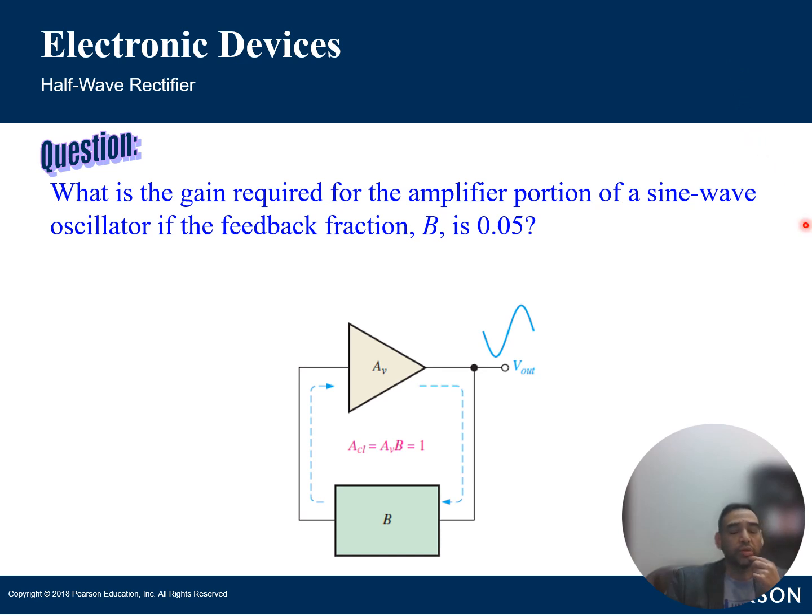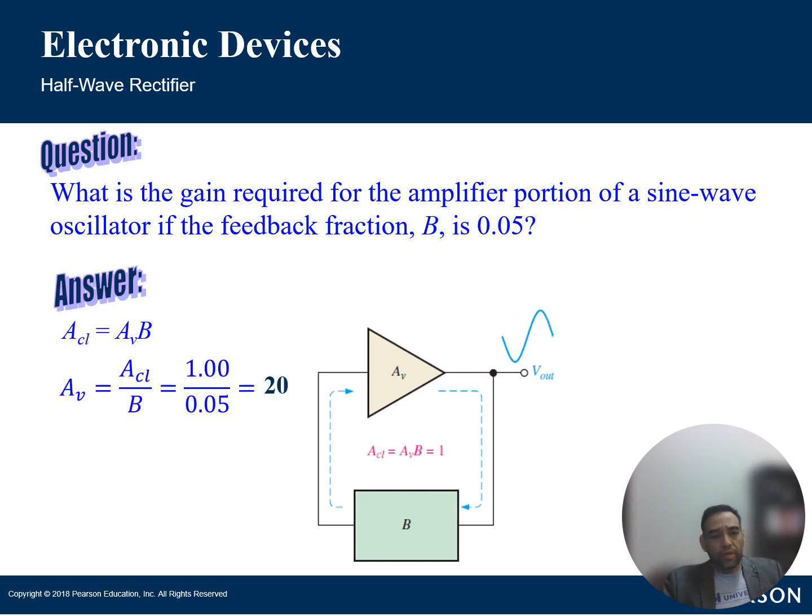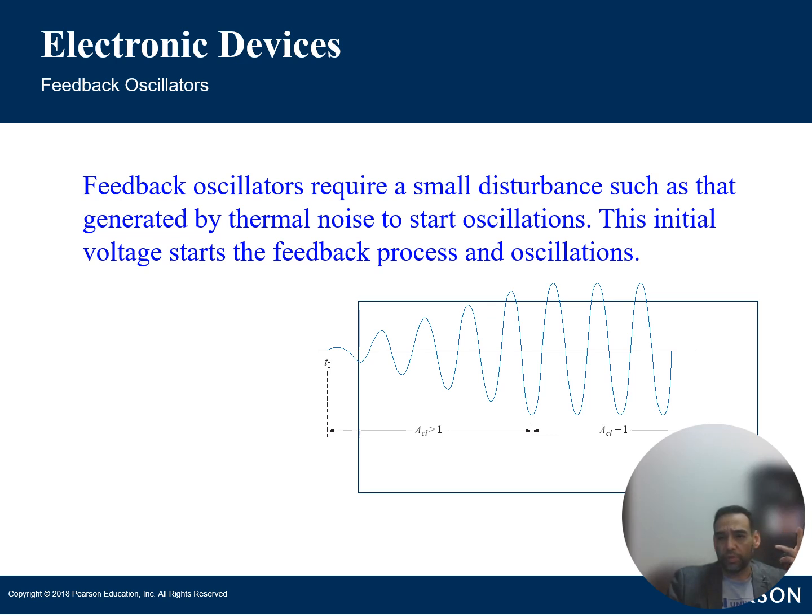Okay, let's continue with this calculation. The question is, what is the gain required for the amplifier portion of a sine wave oscillator if the feedback fraction, designated B or beta, is 0.05? Our formula is A sub CL equals AV, the gain, times B, the feedback fraction. Then we isolate for AV, the gain of the amplifier, which is equal to the closed loop gain divided by the feedback, and that is 1 divided by 0.05. That should be 20, I think.